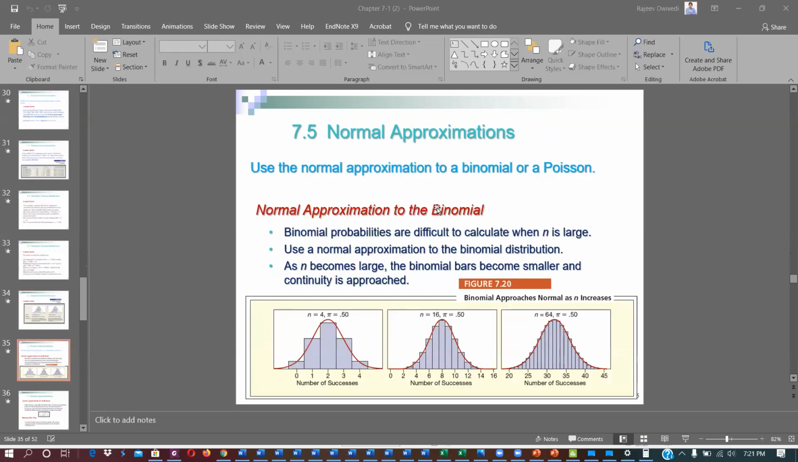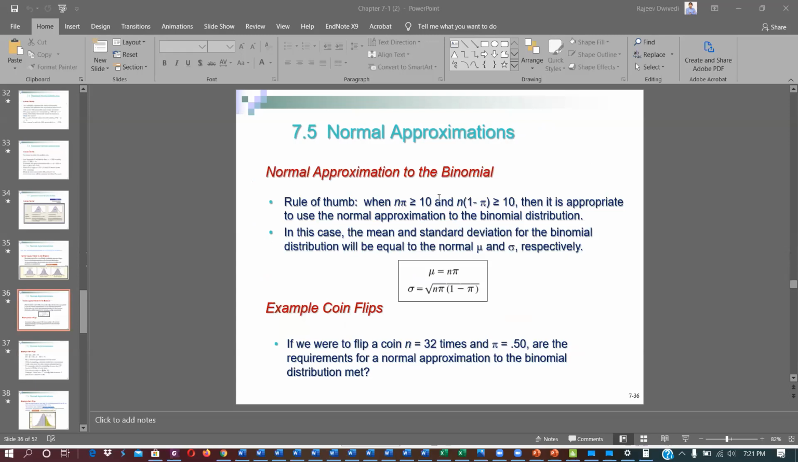Now after that, there are two approximations. You can convert binomial distribution to normal distribution. You can convert Poisson distribution to normal distribution. What is that? Here, when n times pi is greater than 10 and n times (1 minus pi) is greater than 10, in this case, you can go and convert binomial distribution to normal distribution.